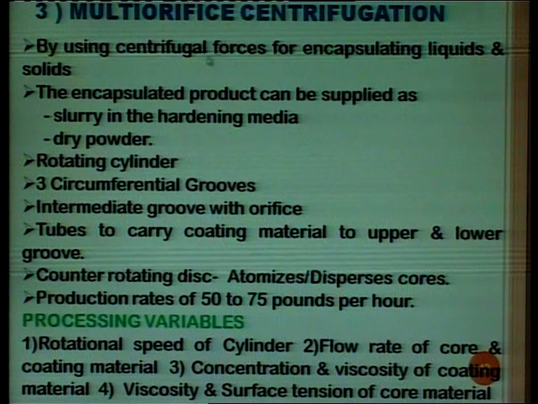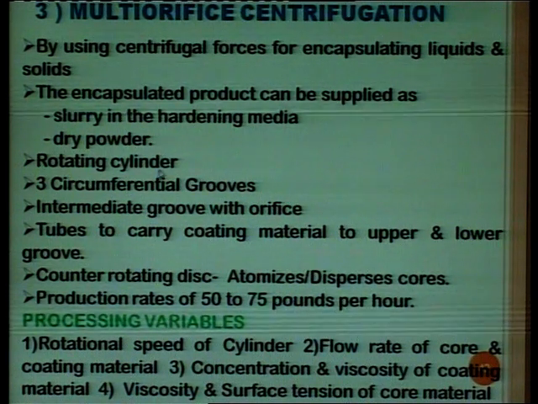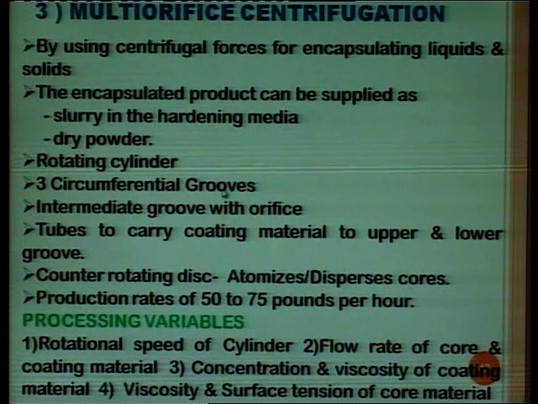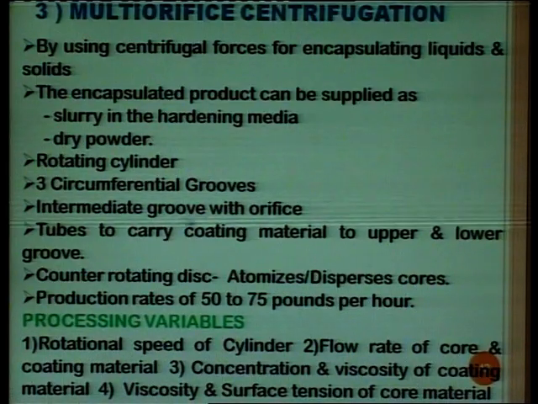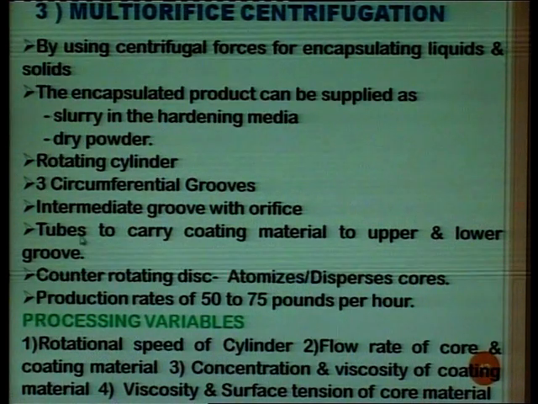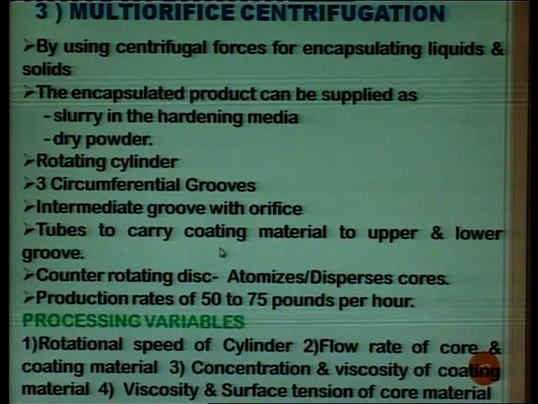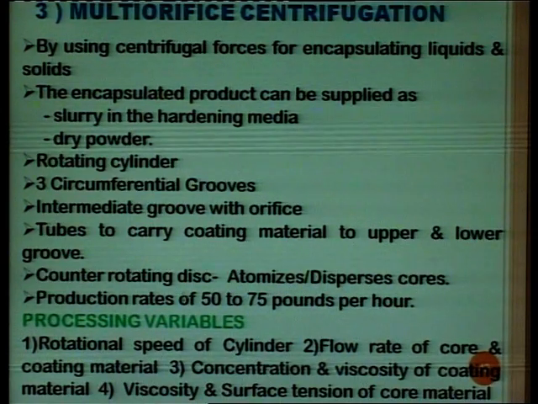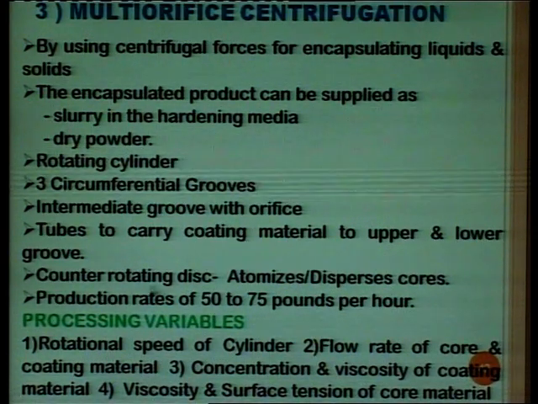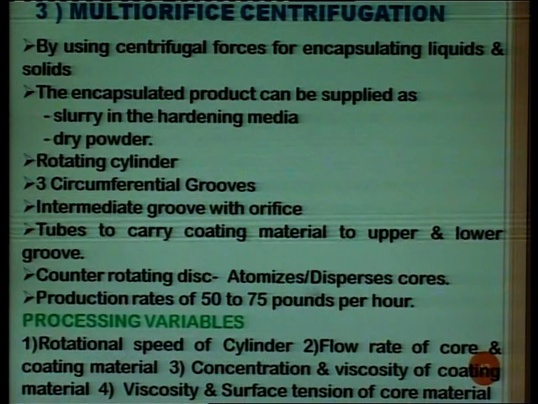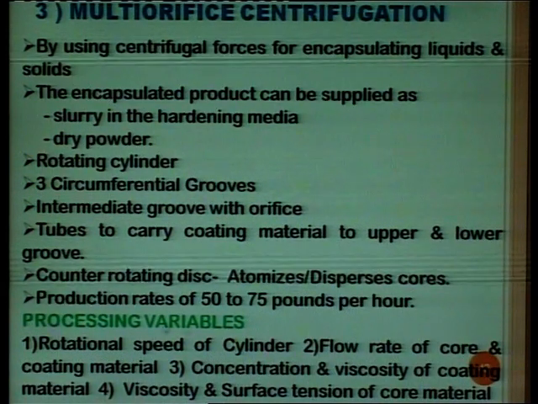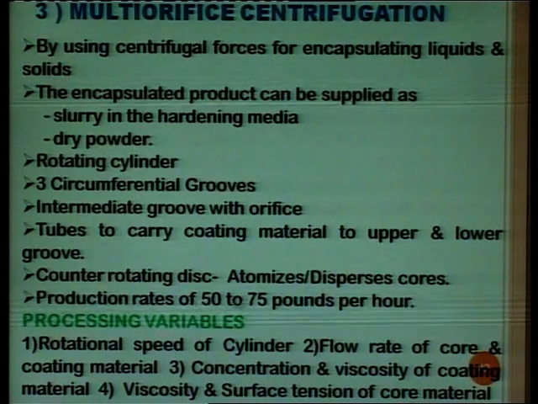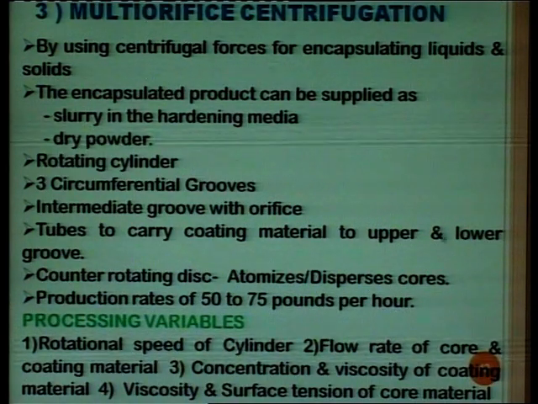In this technique we use the rotating cylinder with 3 circumferential grooves. The intermediate groove has an orifice, and we have tubes to carry coating material to the upper and lower groove. There is a counter rotating disc which have cores production rates of 50 to 75 pounds per hour by this technique.